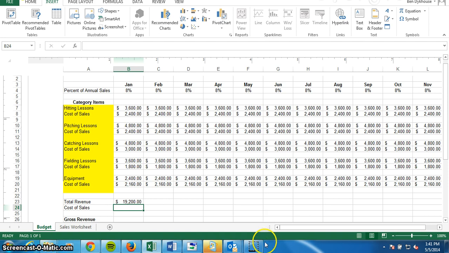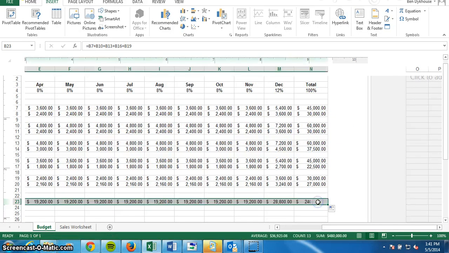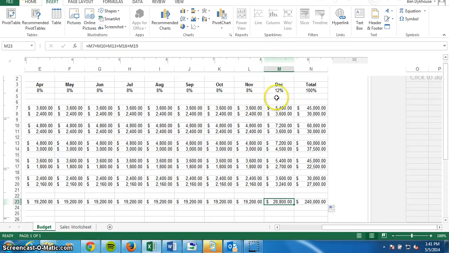And I'm going to take that, and Excel is smart enough to know that I want to switch to C for this category, and so on and so forth, moving all the way through. So now I know that in my best month, which I already know is December, because that's the only one I put as 12%, that I'm going to be making this much revenue. That's not how much I'm profiting, but how much my company is bringing in. And my total for the year is this right here.